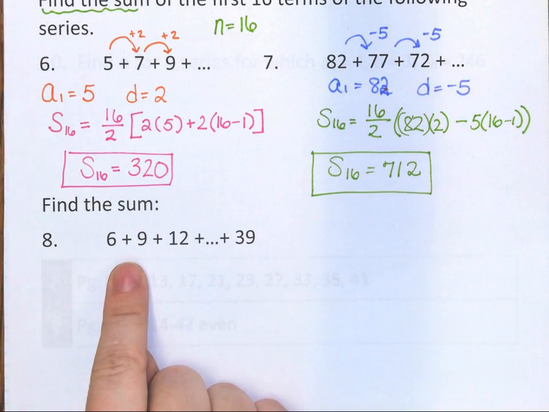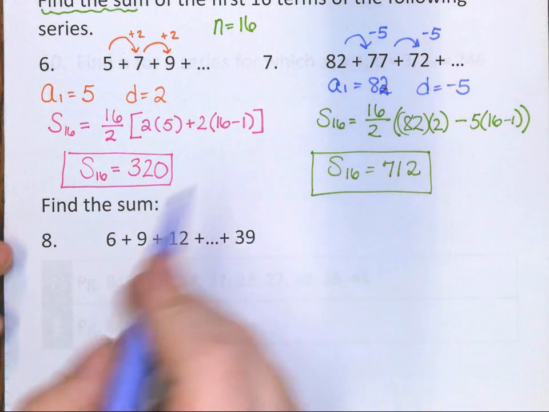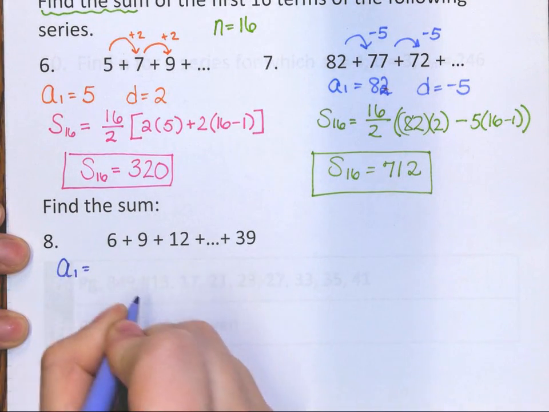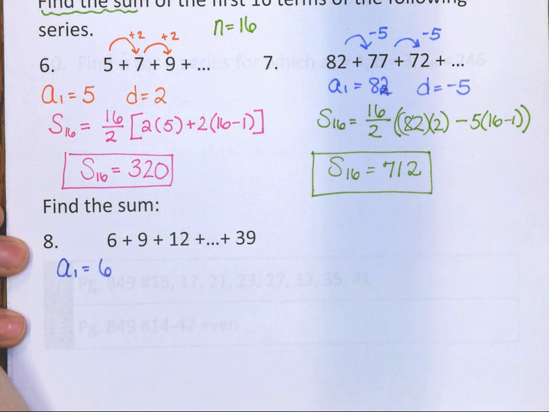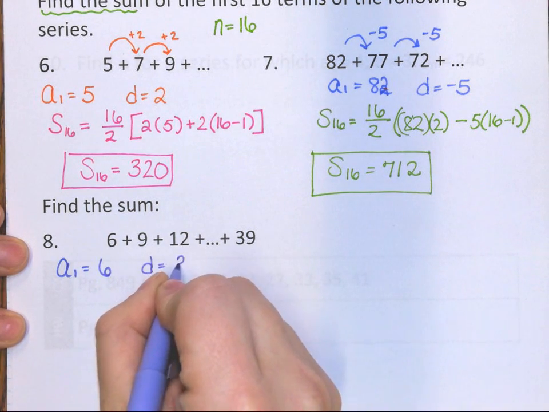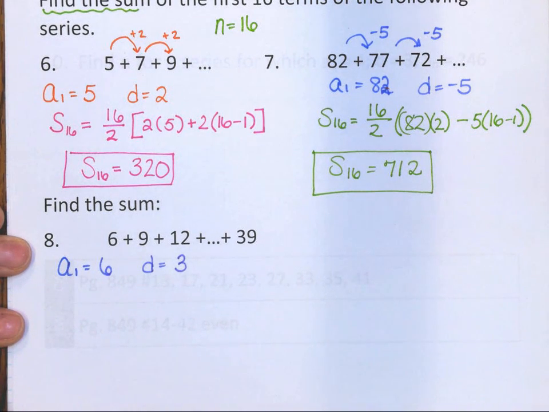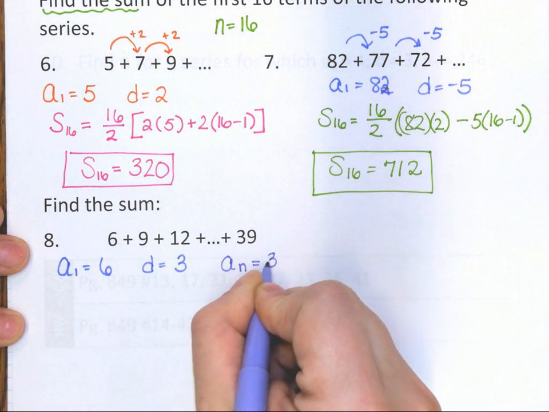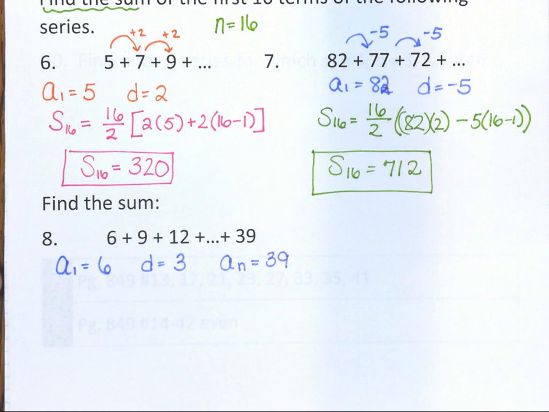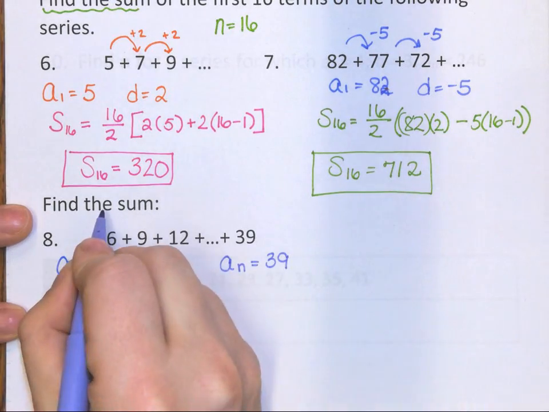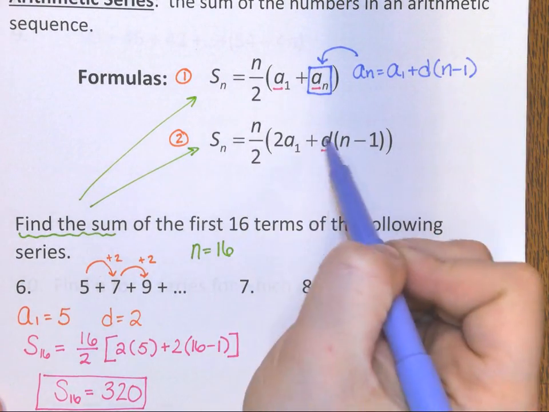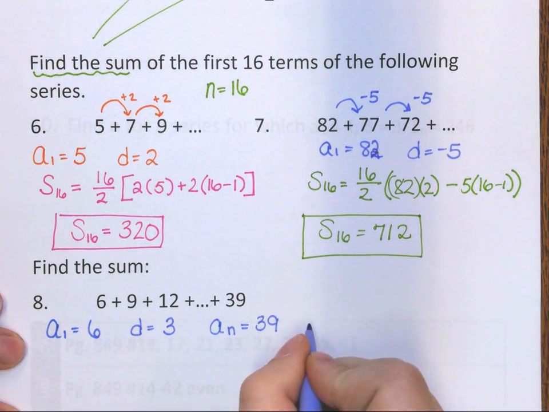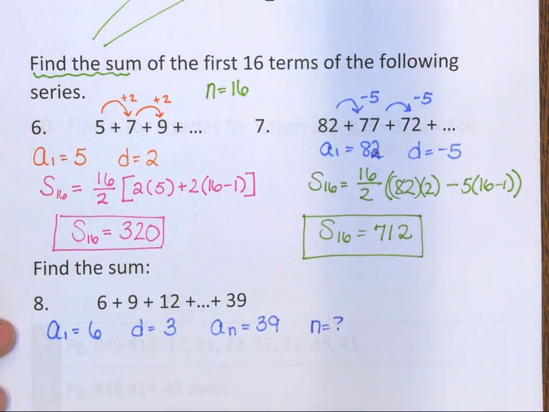But this is what I do have. I have the first term. So let's list out what we have. We have the first term, which is, what else do we have? The difference, which is 3. What else? We know what the last term itself is, which is 39. So even though I don't know how many terms there are, I do know what the last term is. Because before I can find the sum, I am required to have, no matter what, the n. So I have to find n. Whether I like it or not, you've got to find n.